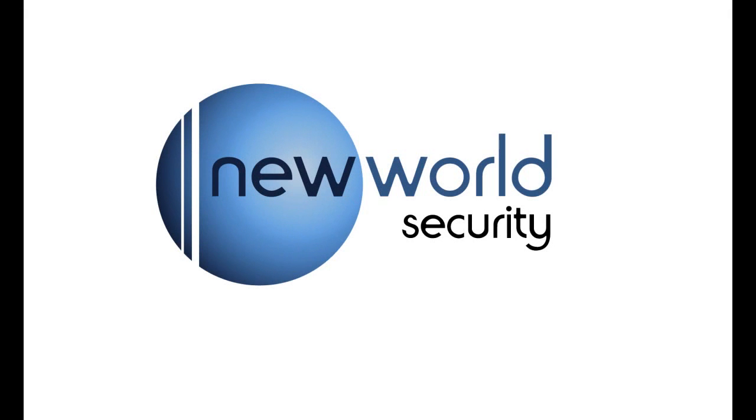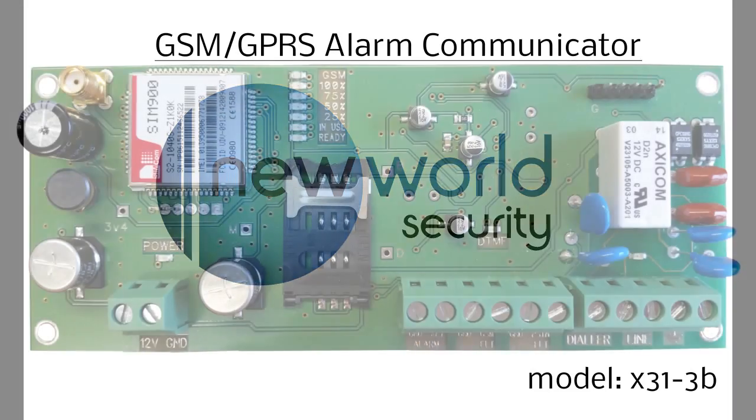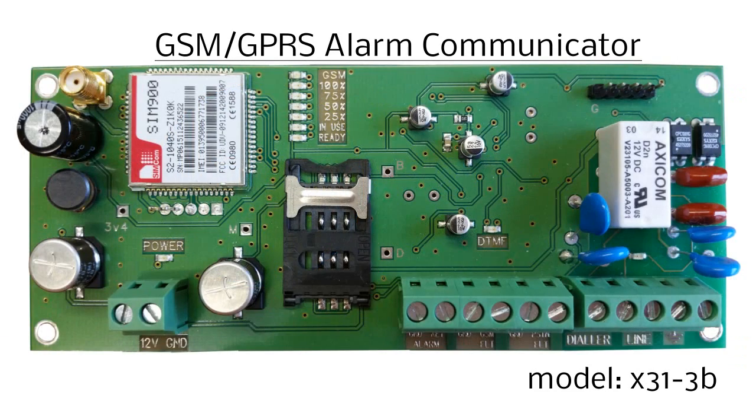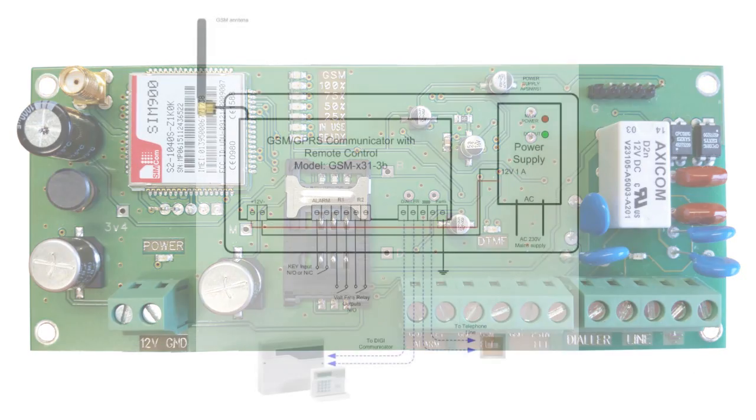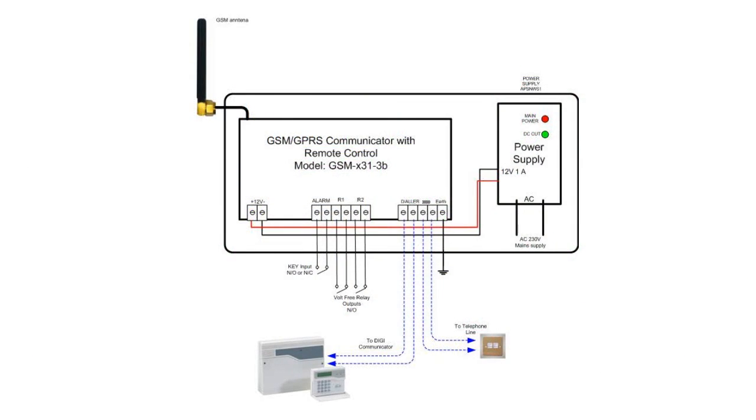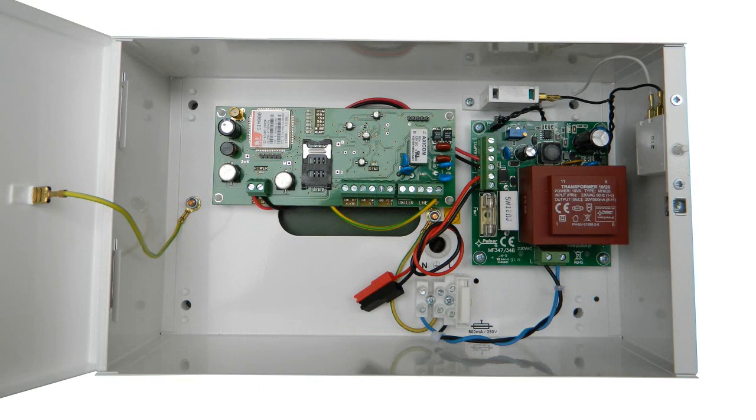GSM GPRS communicator X31-3b is developed for use with most alarm control panels to transmit alarm protocols: Contact ID, SIA, SIA encrypted, and Enigma 2, by GPRS IP network or PSTN line using voice channel. The X31-3b communicator provides a dial tone and simulates a fixed telephone line if the phone line is disconnected or unavailable.